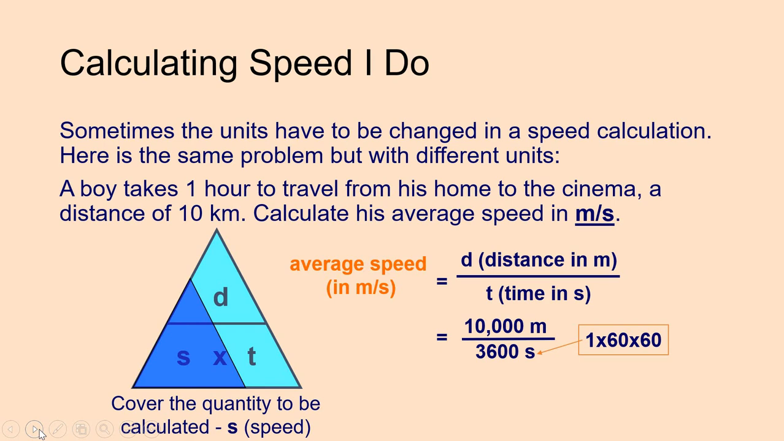So we're going to do 10 multiplied by 1,000, as there's 1,000 metres in every kilometre. So we have 10,000 metres. And then we have 3,600 seconds. That's 1 for 1 hour, 60 for every minute in the hour, and then times by 60 again for the number of seconds in 1 minute. If we pop that in our calculator, we get an answer of 2.8 metres per second.